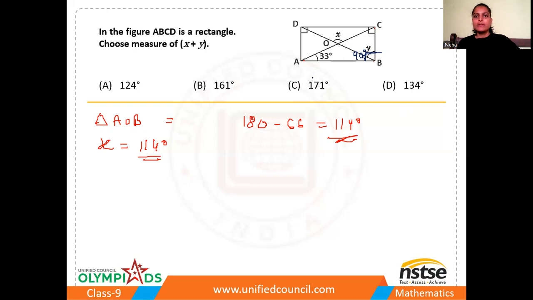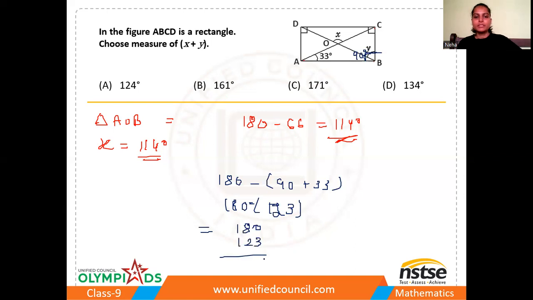What about this angle? The sum is 180 degrees. So this is 180 minus 90 plus 33, right? So 90 plus 33 is 123 degrees, right? So 180 minus 123 is 57 degrees. Now this angle is 57 degrees.